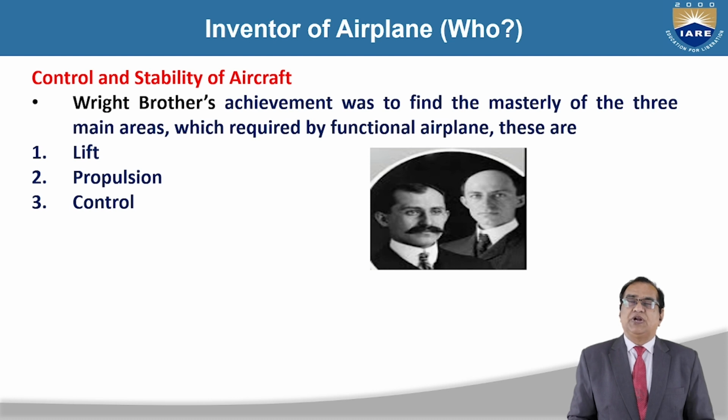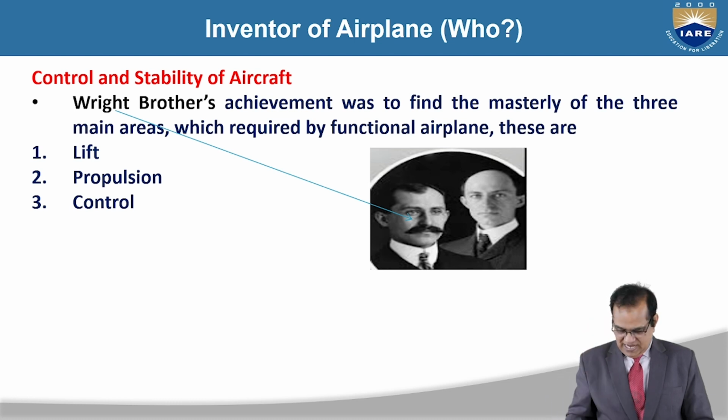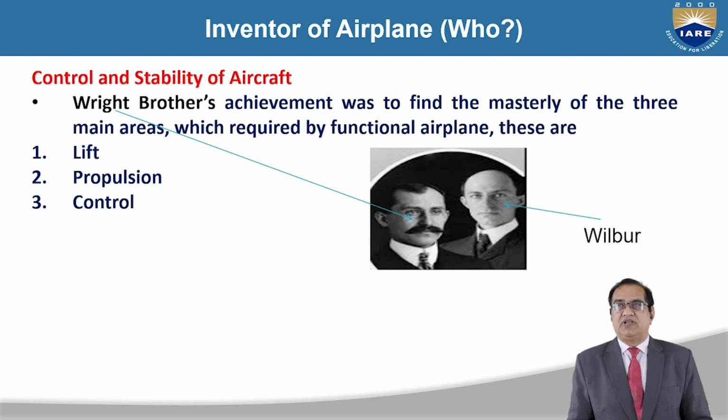And these are the two brothers. One is Orville Wright, with the mustache like this, and the other is Wilbur. These two brothers were basically cycle mechanics, and they flew the first aircraft at Kitty Hawk on 3rd December 1903. It is called the Wright Flyer 1.